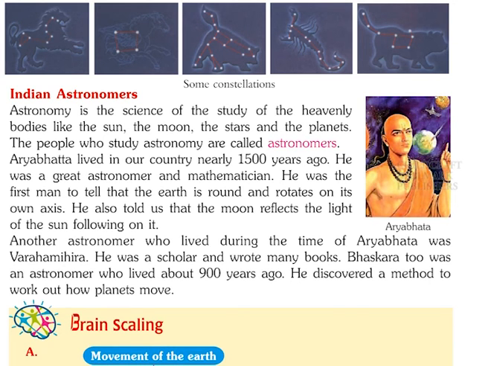Another astronomer who lived during the time of Aryabhatta was Varahamihira. He was a scholar and wrote many books. Bhaskara too was an astronomer who lived about 900 years ago. He discovered a method to work out how planets move.